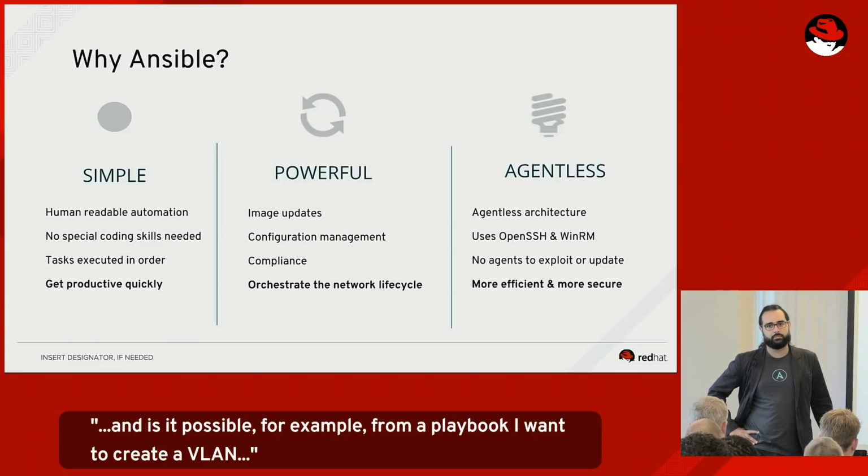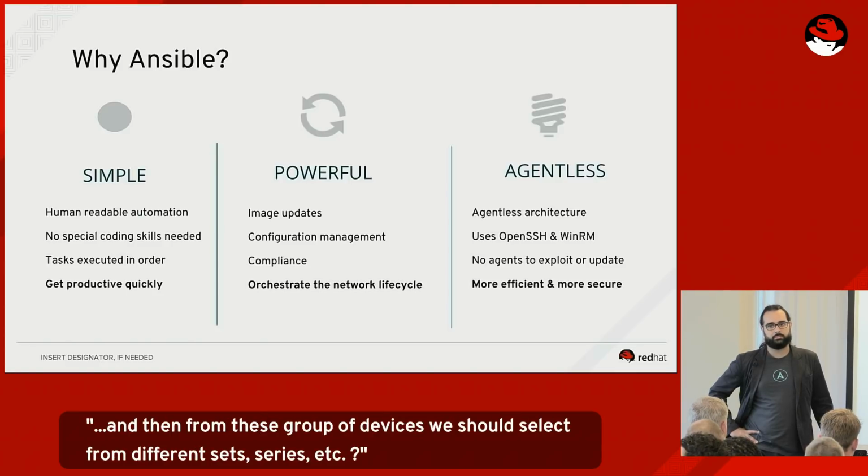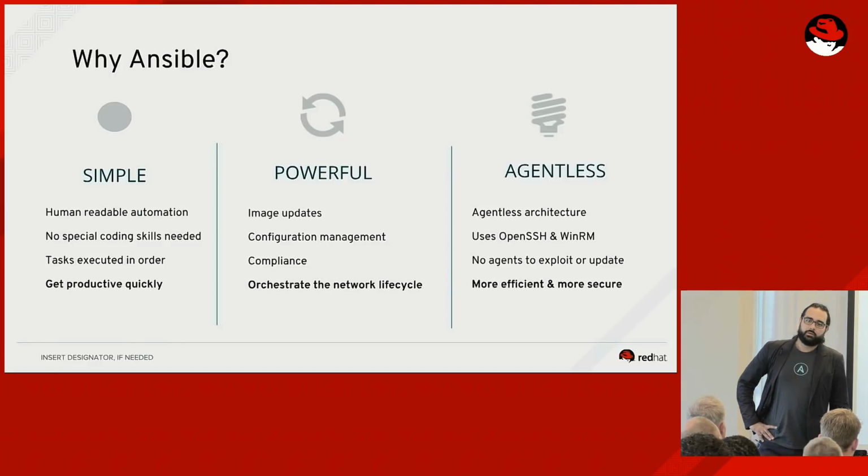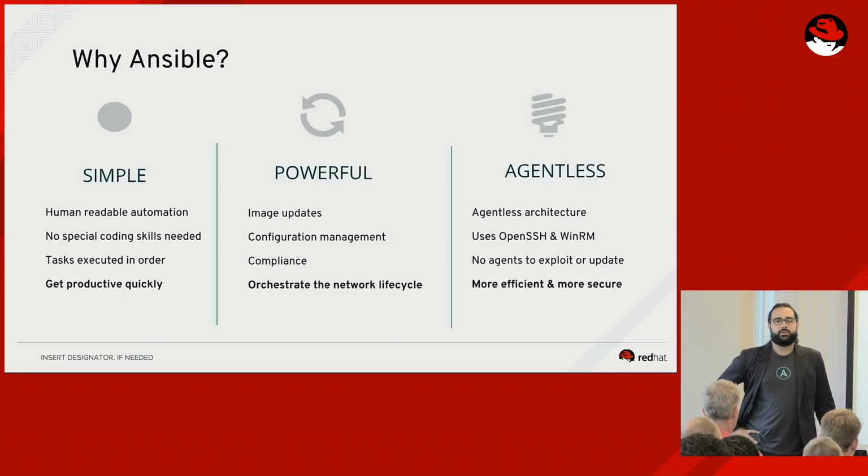And is it possible, from a playbook, to say I want to create a VLAN on this group of devices, which are from different brands, series, etc.? So how is it handled? Okay, so if I rephrase the question, it's basically how do I have an agnostic implementation of automation?